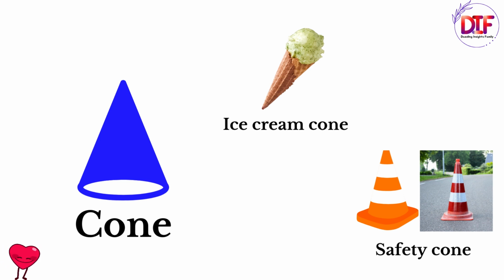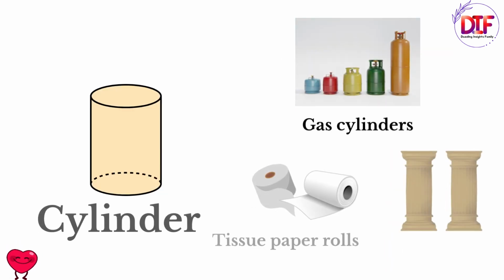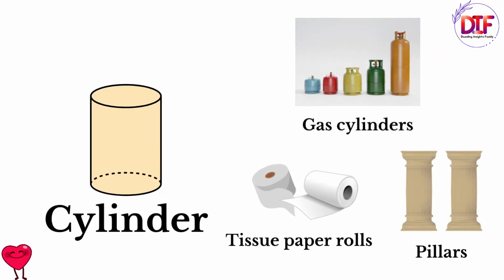Okay, another shape that we have here is cylinder. Cylinder, C-Y-L-I-N-D-E-R, cylinder. The examples of this shape cylinder are gas cylinders. We also have the tissue paper rolls and also peelers. Those are good examples of this shape cylinder.